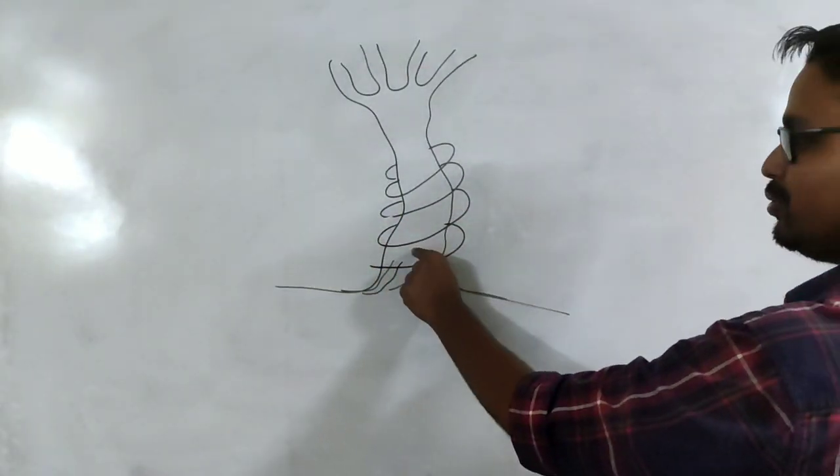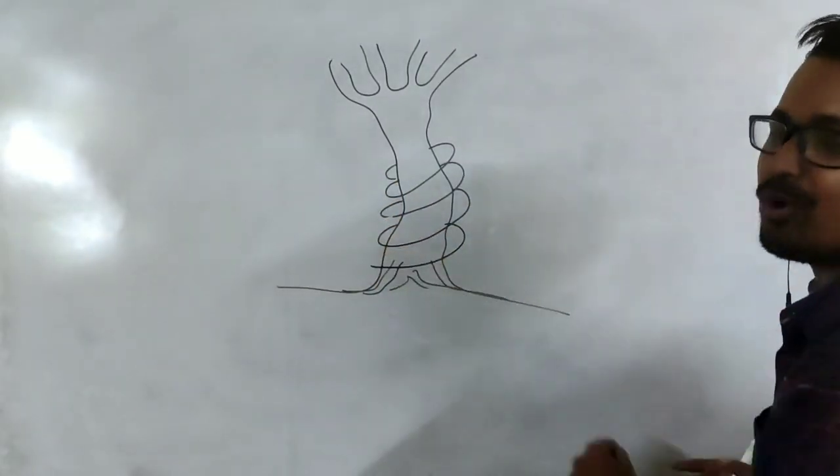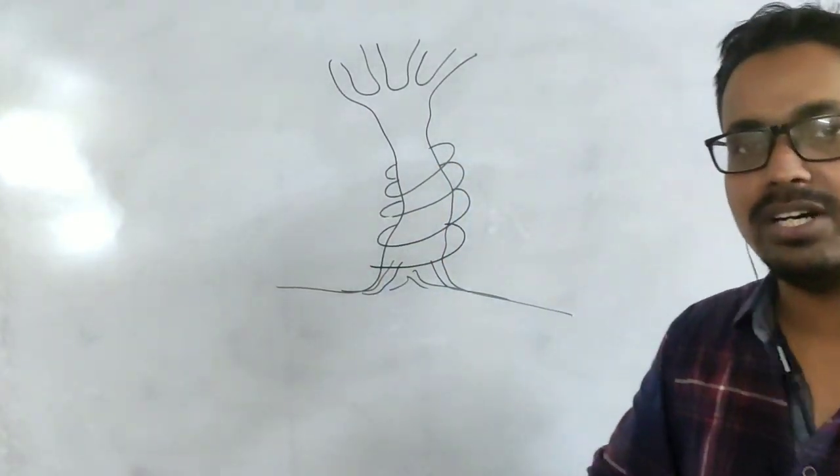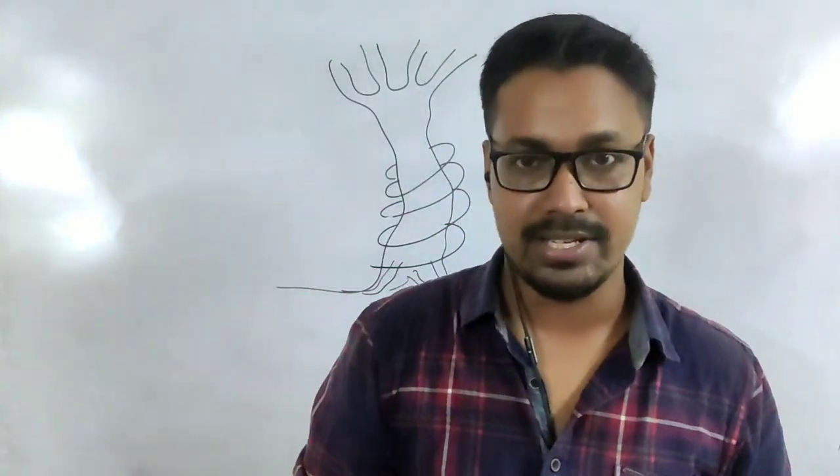Again, when it comes in contact with the tree, it will stop growing and it will allow this part to again grow and coil. So another beautiful process of how climbers actually stay clinging to a plant. Now we will move on to how this actually happens.